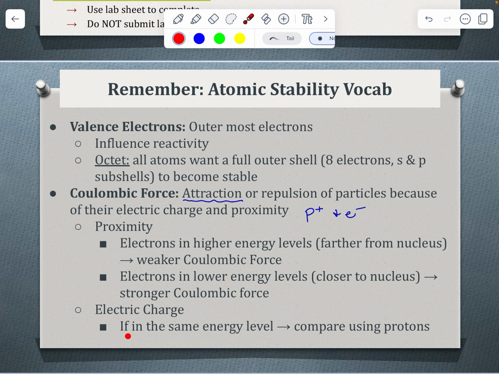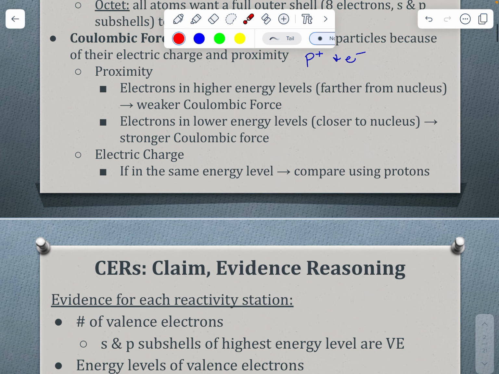For electric charge, we're comparing that if the elements you're comparing are in the same energy level. And we want to compare the protons. How are we changing how many positive protons we have that might be influencing that Coulombic force?